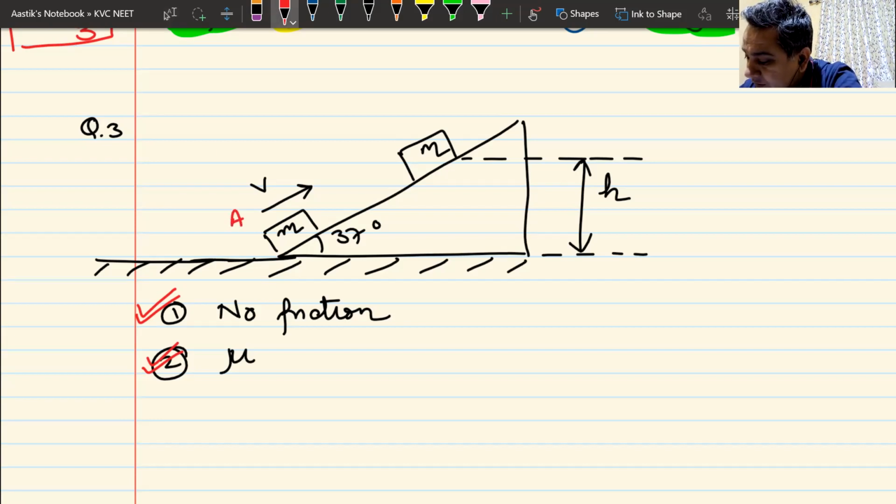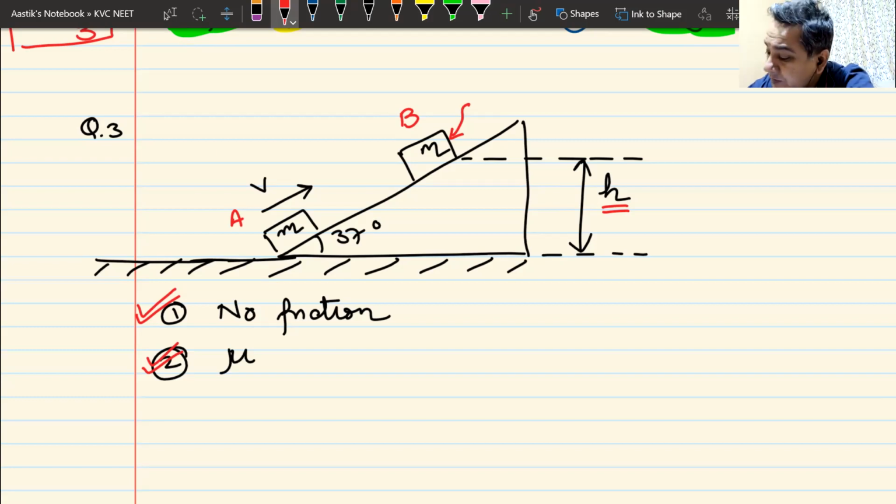Let me call this point A. Let me call this point B. I have to find the value of this height h up till which this block rises. It will rise to a certain height, then probably it will fall down. What will be the velocity at the highest point, the highest point up to which the block goes up? Can anyone tell me?